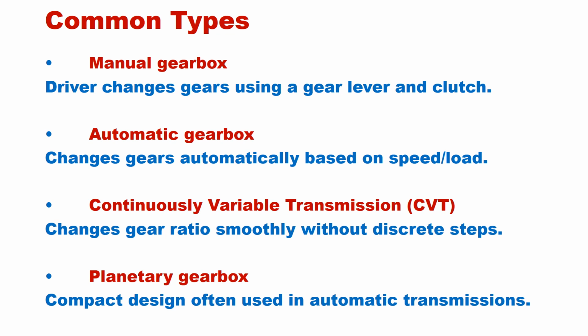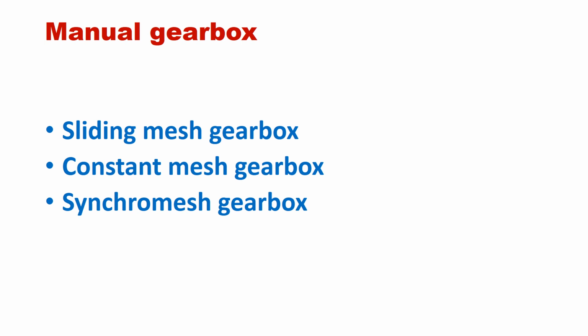Then the next one is the planetary gearbox. It is for compact design, often used in automotive transmission systems. The manual gearbox will be classified. The number one is the sliding mesh gearbox. Second one, constant mesh gearbox. Third one, synchromesh gearbox. I will go on to explain the sliding mesh gearbox.